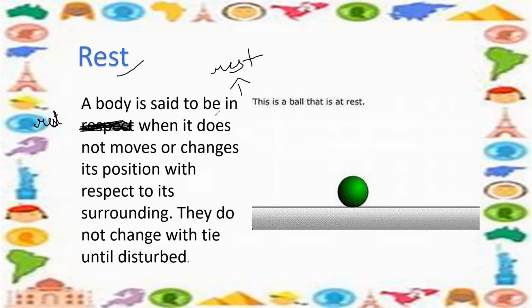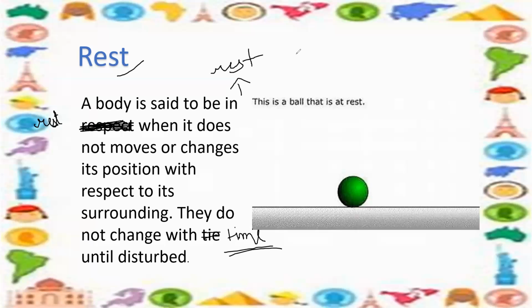A body is said to be at rest when it does not move or change its position with respect to its surroundings. They do not change with time, until disturbed. It's a typing mistake, sorry. What does it mean?